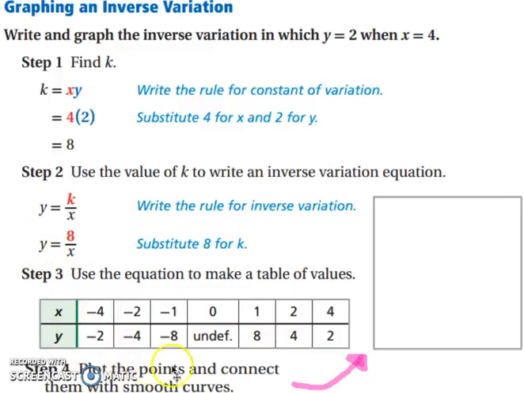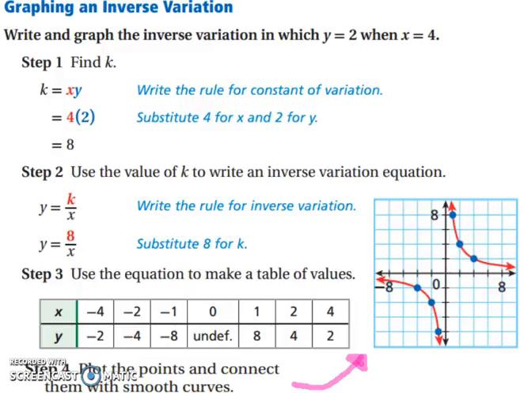Now we simply plot the points and then connect them. Keep in mind you're going to have 2 pieces, so it makes it inverse.